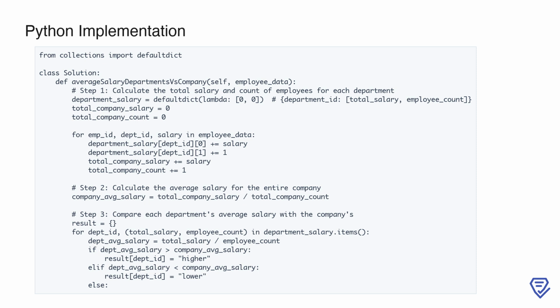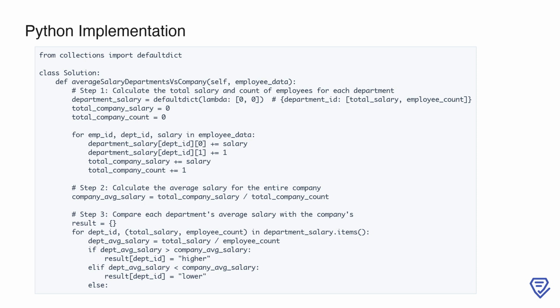Here, we begin by importing the defaultdict class from the collections module. This will help us manage and organize salary data for each department. Inside our solution class, we define a method named average_salary_departments_versus_company that takes employee_data as input. This data is expected to be a list of lists, where each sublist contains an employee's ID, their department ID, and their salary. First, we create a defaultdict called department_salary to store the total salary and employee count for each department. Each value in this dictionary is initialized as a list containing 2 zeros, one for the total salary and one for the employee count.